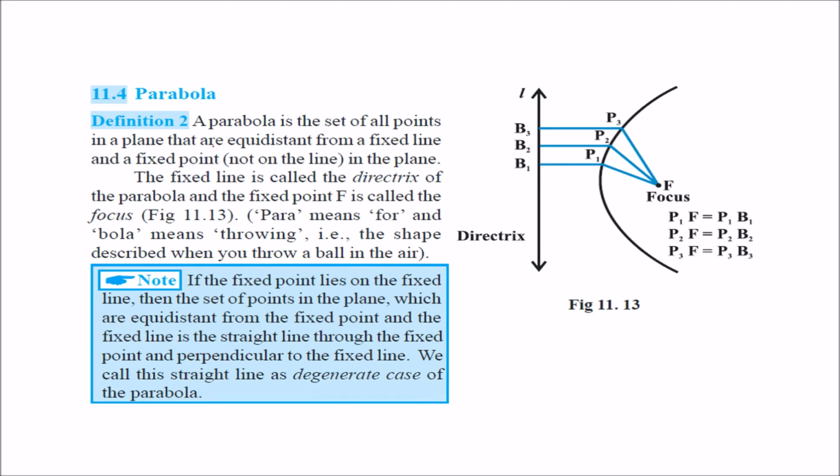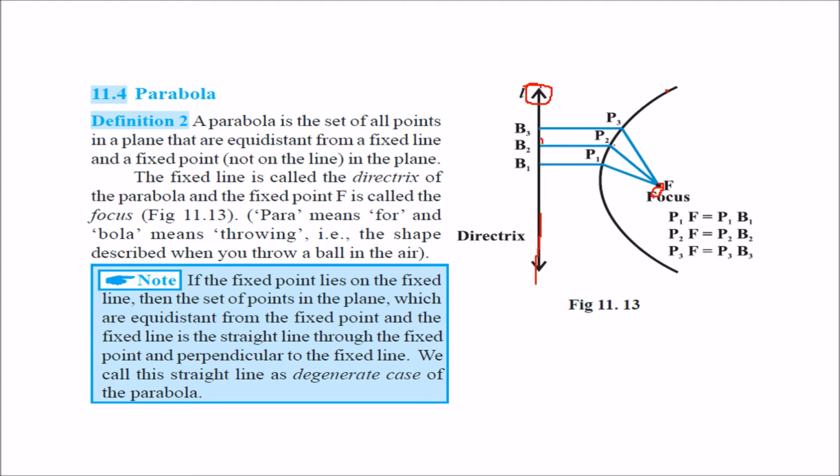So let us come to the next conic, that is the parabola. So what is a parabola? A parabola is the set of all points in a plane which are equidistant from a fixed line and a fixed point. This is a fixed line, and this is a point, and this point should not lie on this line.